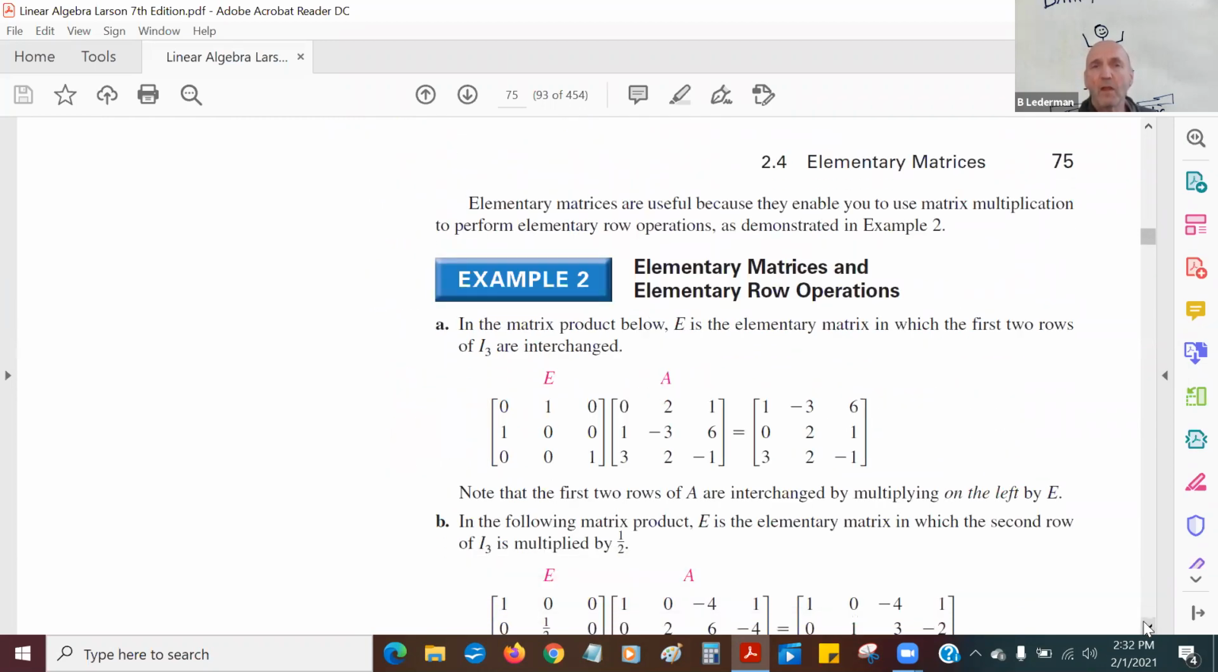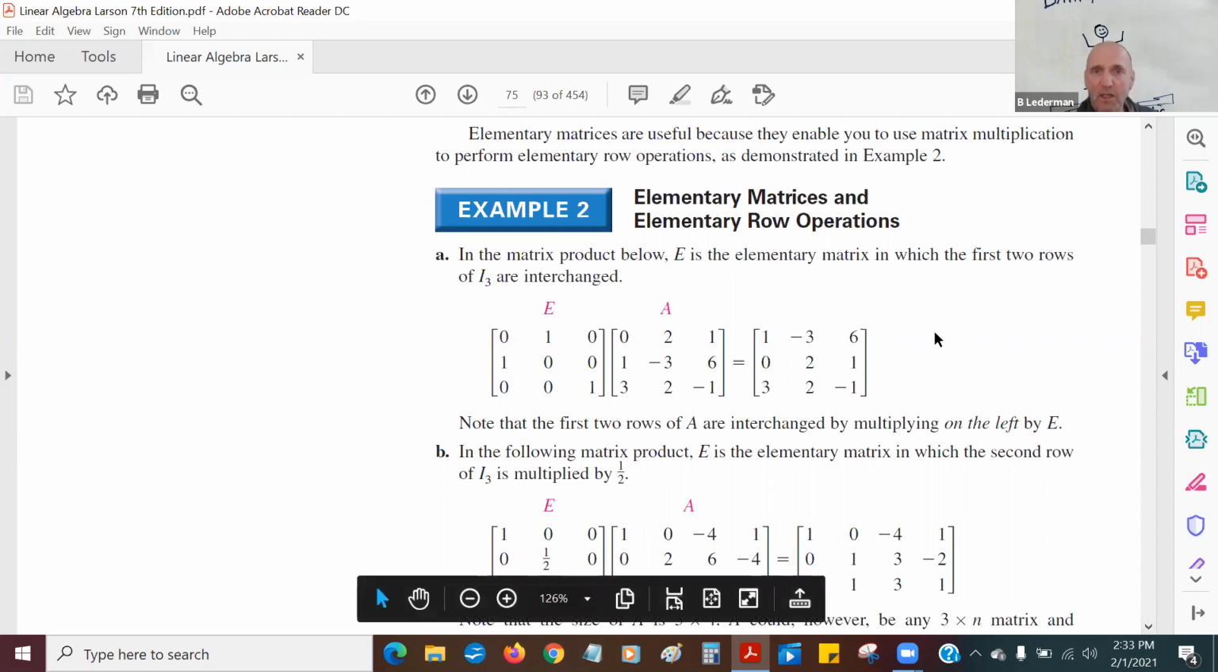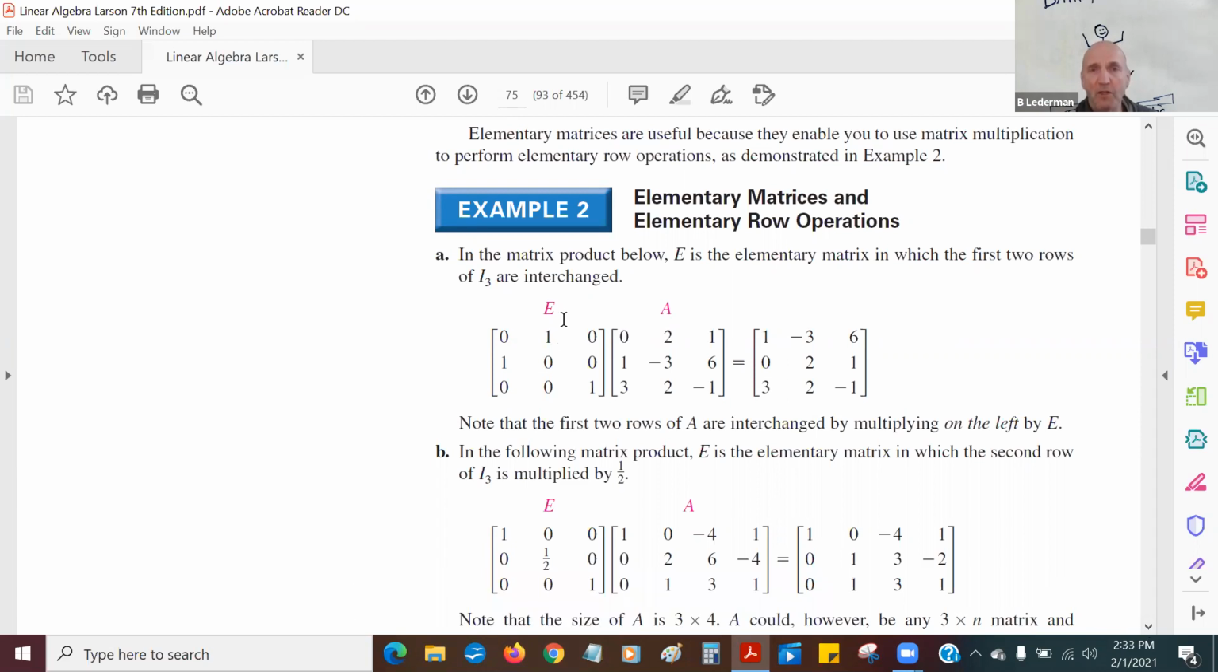Okay, now, elementary matrices are really useful because they enable you to use matrix multiplication to perform elementary row operations. And here's an example of how that works. In the matrix below, now this is really key to notice this, E is an elementary matrix. What did I do to get E? So starting from the identity matrix, I switched the first and second row.